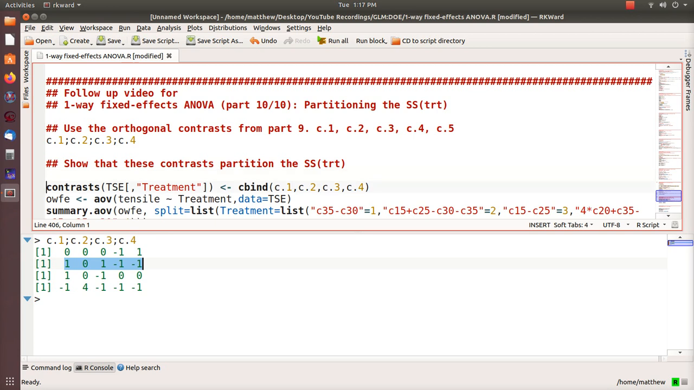Now, to do this in R, we need to take these four contrasts and shove them into this factor, which is treatment. Now, let me back up. I'll need to do this. This is also under the assumption that you've followed the first 9 videos.